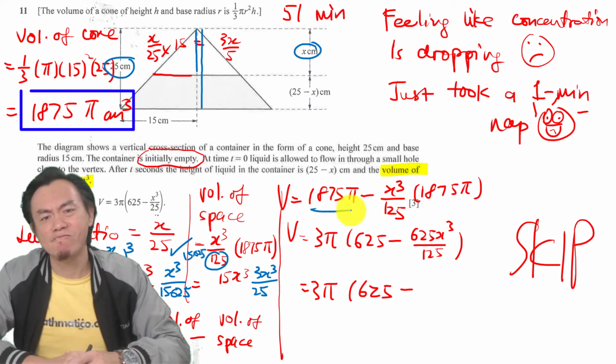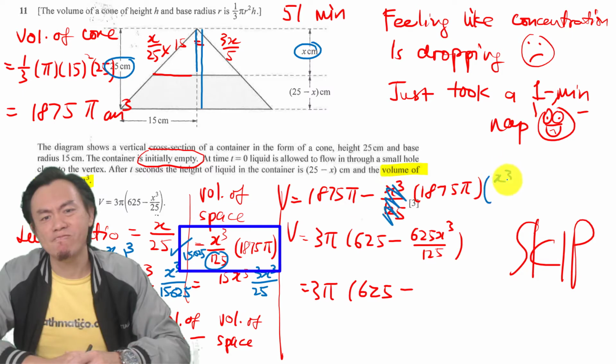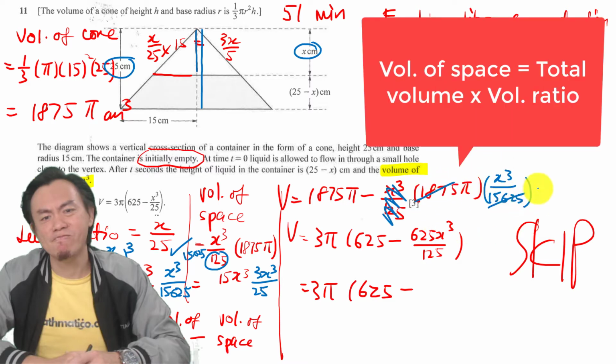Volume of cone is 1875 pi. The volume of the space, I'll just write it in here, 1875 pi times x cubed over 15625. So if you cancel this, like I said earlier on, it will be 3 over 25. We will factor out 3 pi as a common factor. So now I'll write the next line of working here.